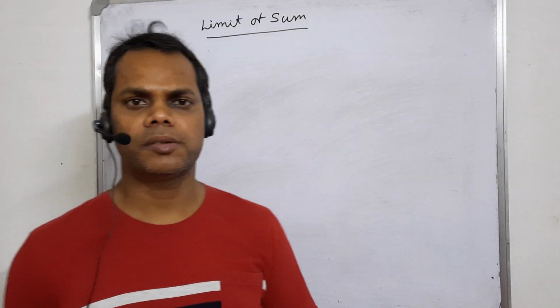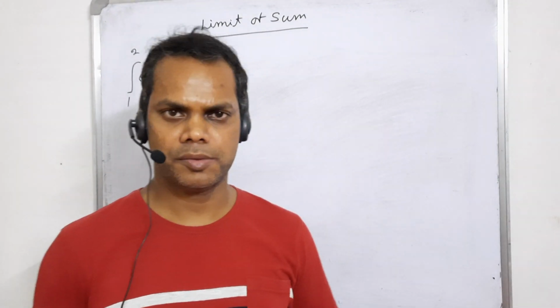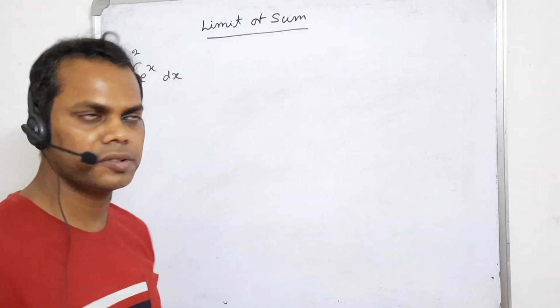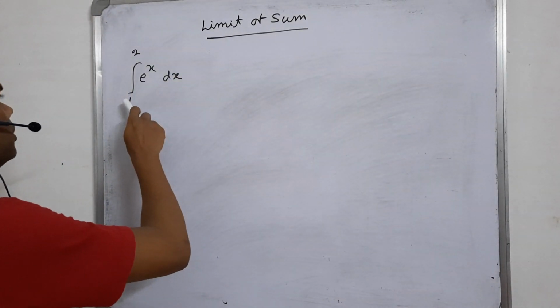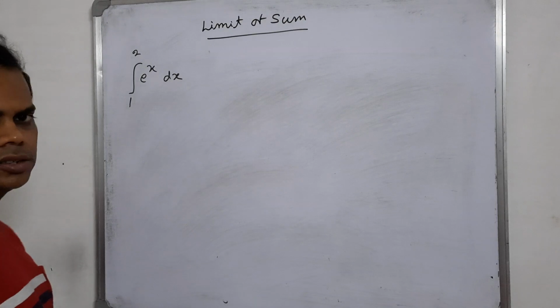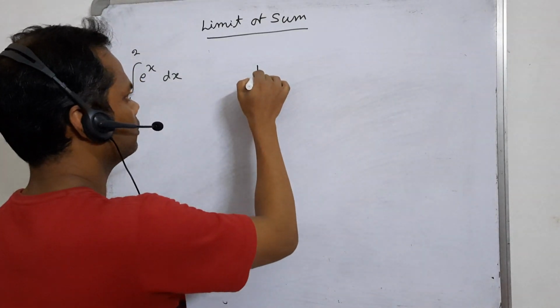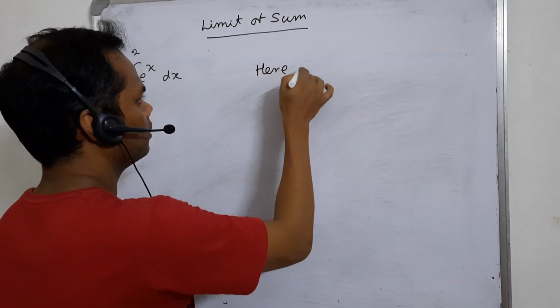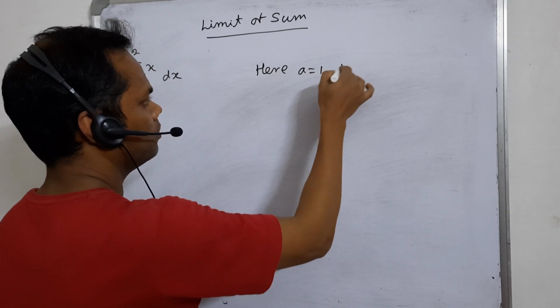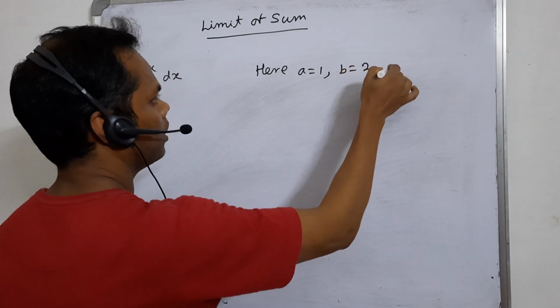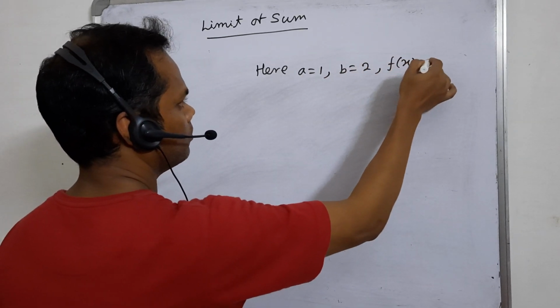Well, students, the topic of the video is integration by limit of sum, or definite integration by limit of sum. Integration from 1 to 2 of e to the power x dx. Here a equals 1, b equals 2, and f(x) equals e to the power x.